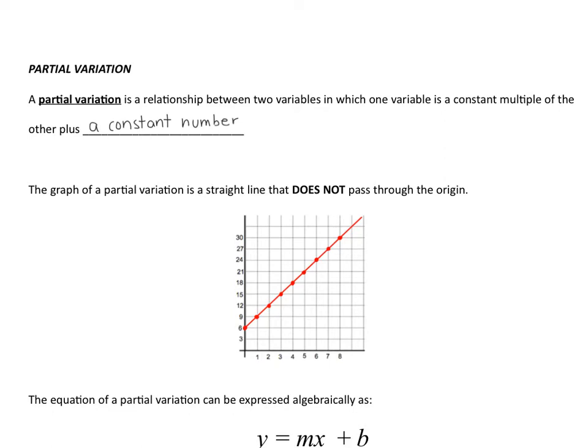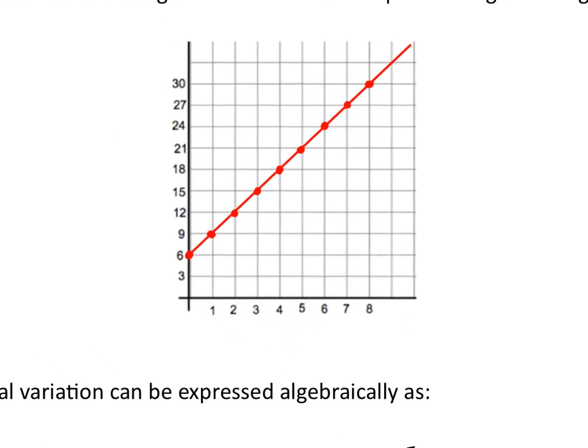What is very identifiable about the graph of a partial variation is that it is a straight line that does not pass through the origin. So that was one of the key things that we mentioned about a direct variation. A direct variation did pass through the origin, the point (0, 0). But you can see here on the graph on your screen that a partial variation does not start at the origin. In fact, in this example, this particular graph starts at a y value of 6. It is not starting down here at the origin located at (0, 0).